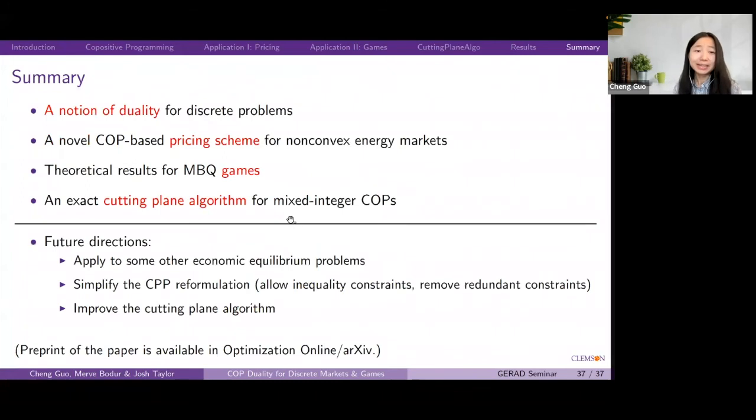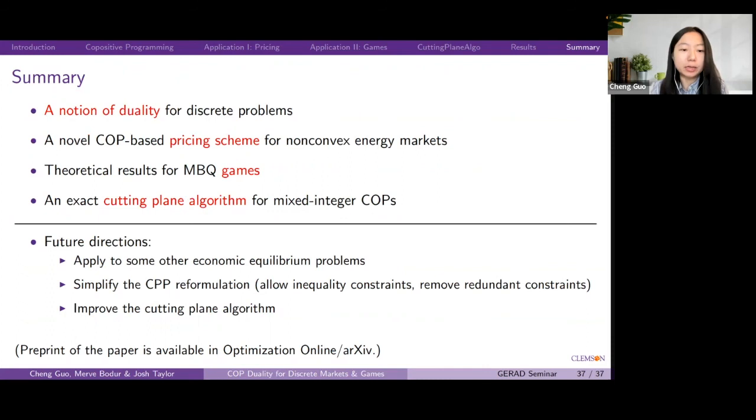Okay, as a summary, we proposed a notion of duality for discrete problems and a novel pricing scheme for non-convex markets and some theoretical results for non-convex games. And finally, we proposed an exact cutting plane algorithm for mixed integer copositive programs.